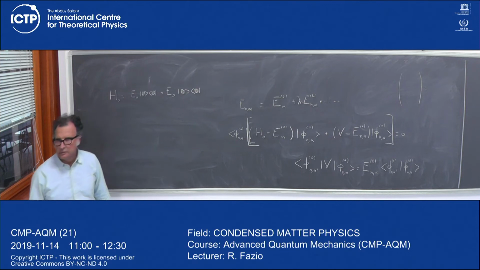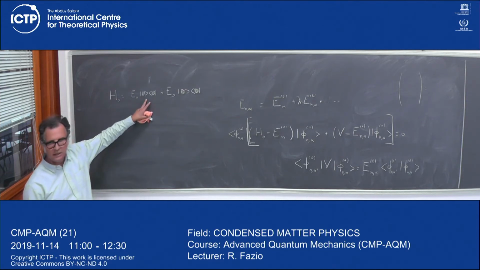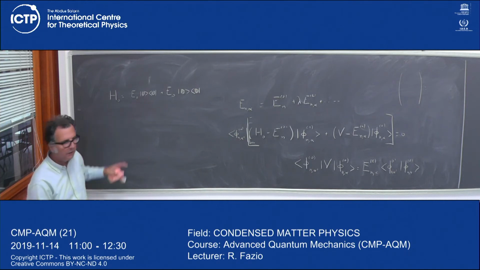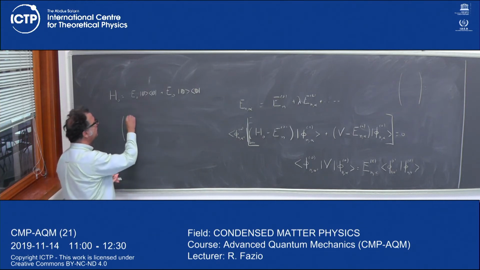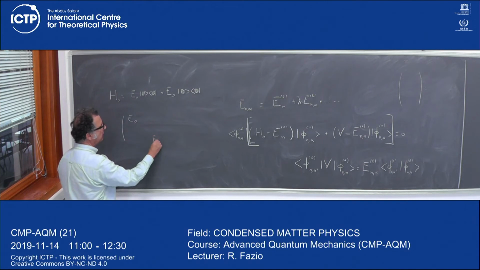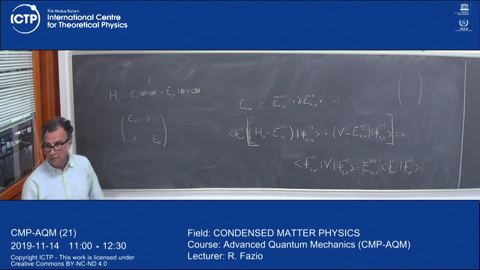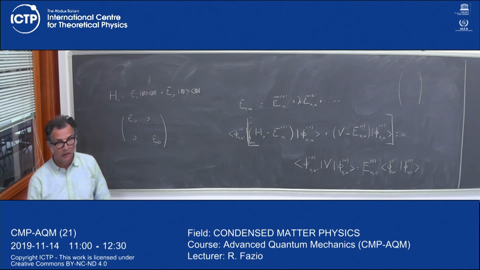Okay? So tell me, what is the spectrum? The energies? Just look. It's E0, double degenerate, because the particle can be in 0 or 1. So if I write it as a matrix, this is E0 and E0 on the diagonal, with 0 off the diagonal. Okay?